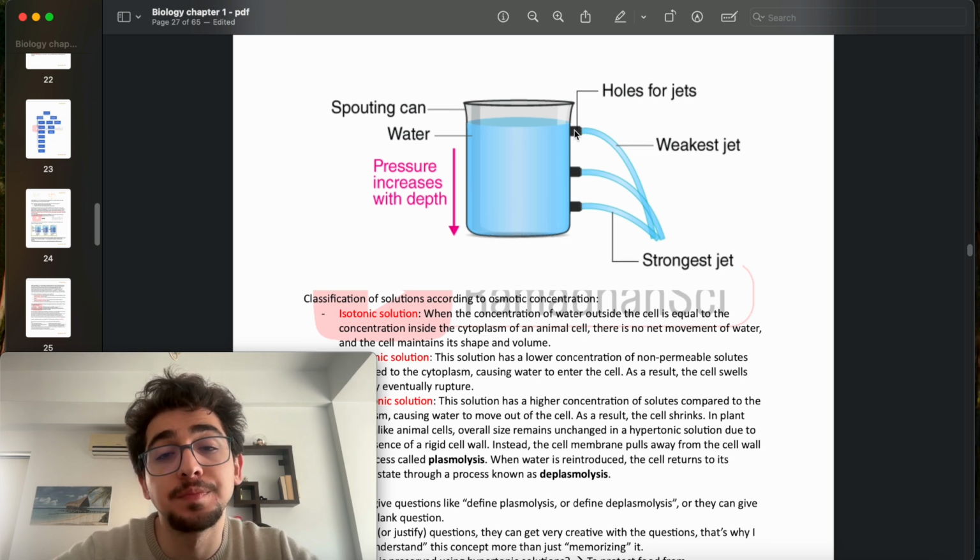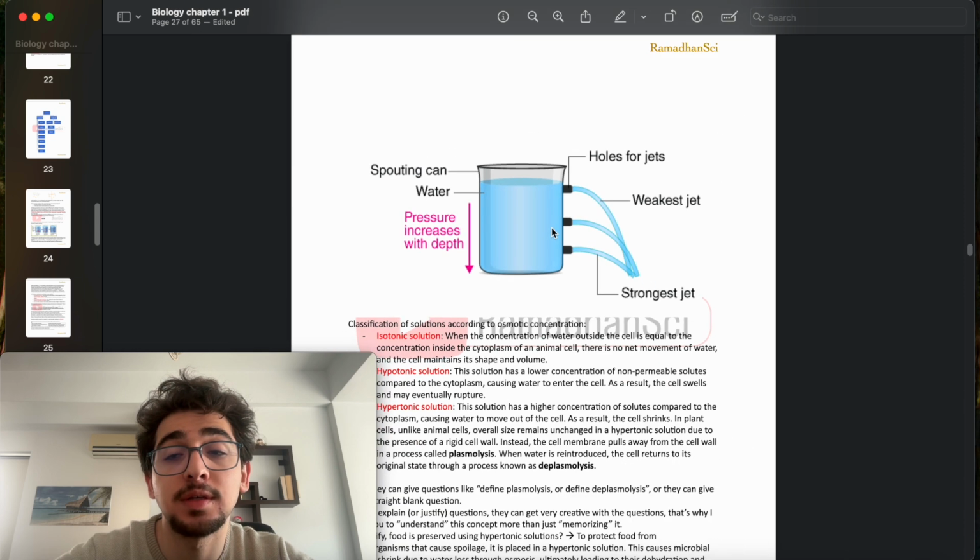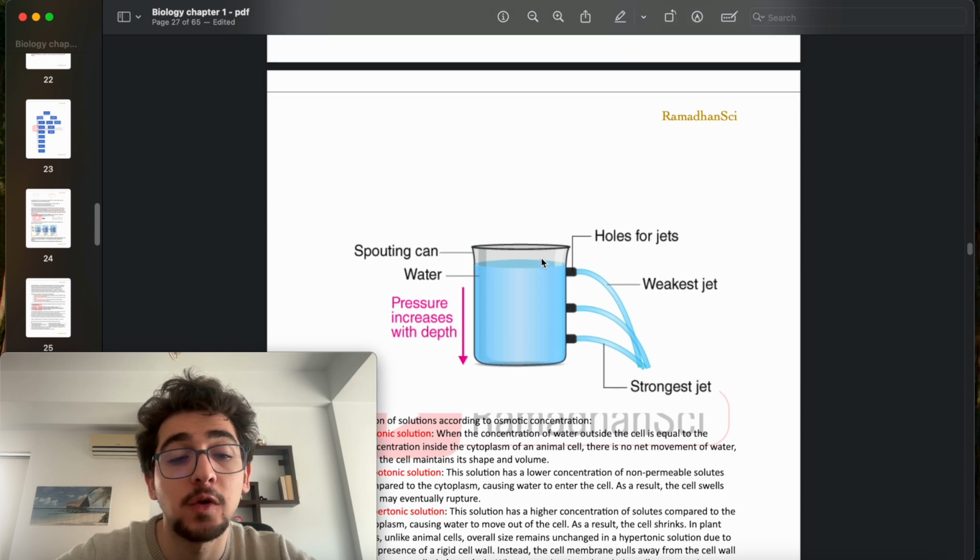And if I put holes, and those we call jets, this jet is going to be strongest because here I have the highest pressure. So water will typically flow in this jet. This jet will be the weakest as my pressure here is very weak. So we will have only a little fluid that will flow through this jet. But this jet is going to be very strong. As I go deeper, I'm going to have higher pressure. And this pressure we call hydrostatic pressure. It's just due to the force of gravity.